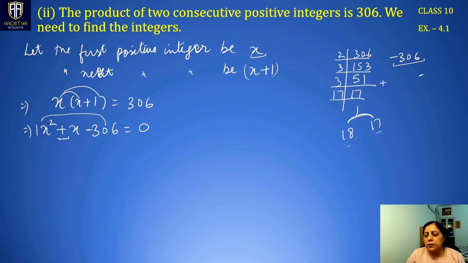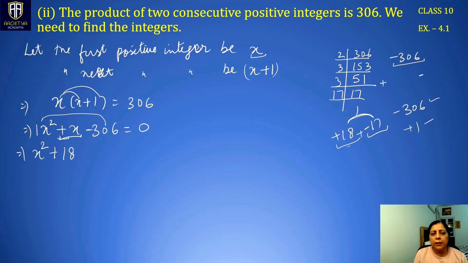whose product is 306 and we have to keep the bigger one as positive because the sum of a positive and a negative number is positive. So if I take plus 18 and minus 17, their product becomes minus 306 and their sum is plus 1. So both the criteria are satisfied. So I can replace the middle term x; this x has to be broken down into positive 18x and negative 17x.